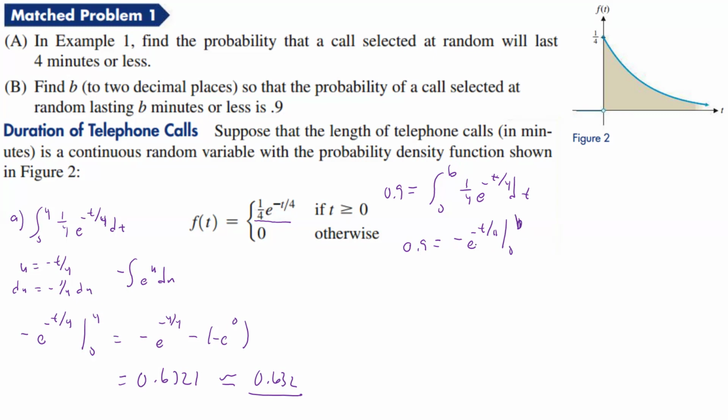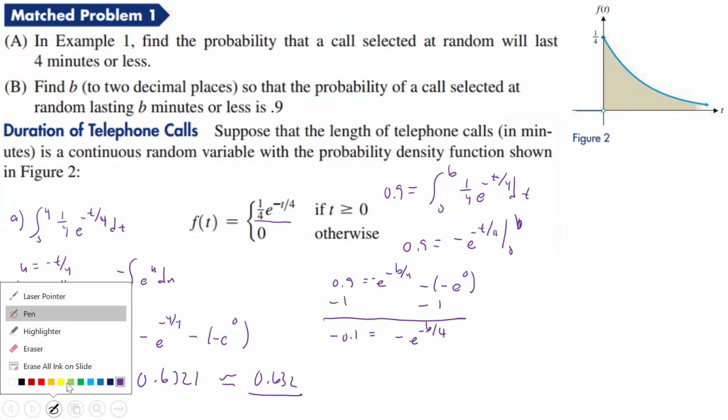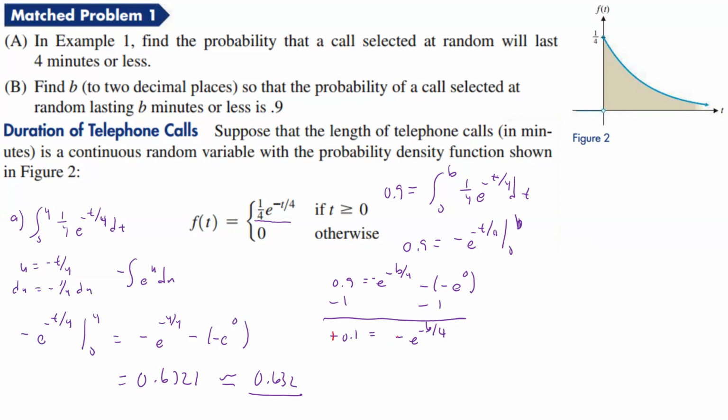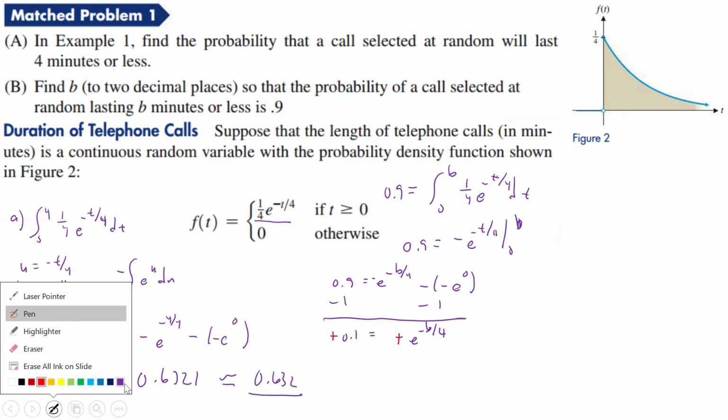Okay. And now what we do is we plug in our b, so then we get 0.9 equals negative e to the negative b over 4, and then we're going to have minus negative e to the 0. Well, that's plus 1, so if we subtract 1 from both sides, now we get a negative 0.1 equals a negative e to the negative b over 4. Well, that negative cancels that negative, and we're positive now.